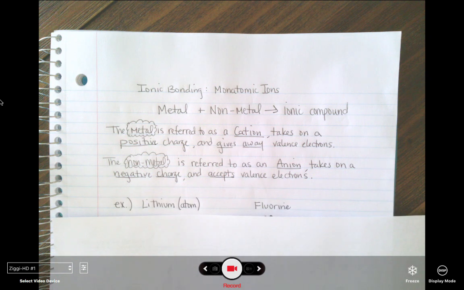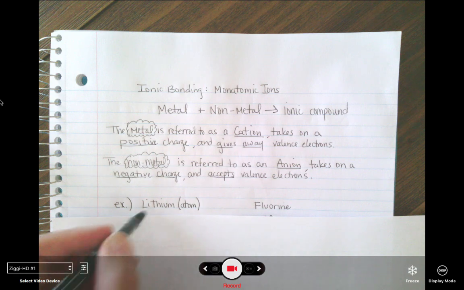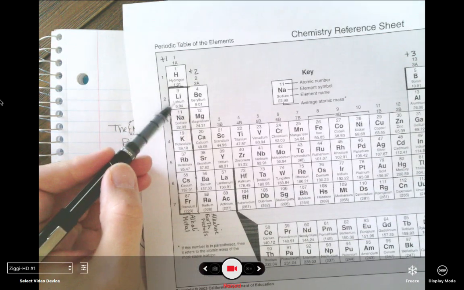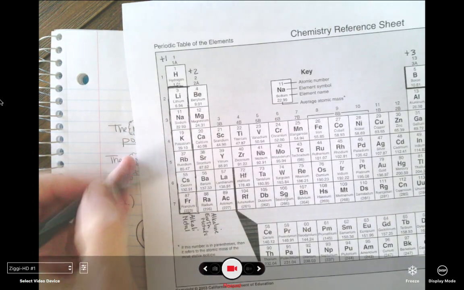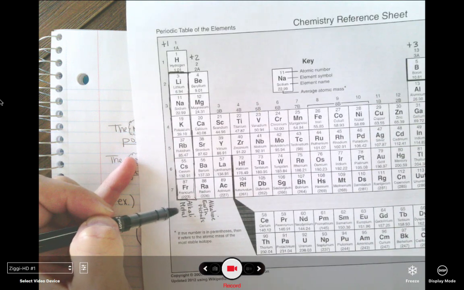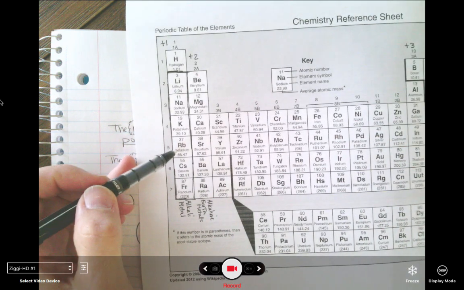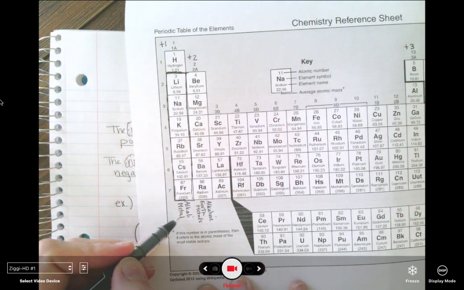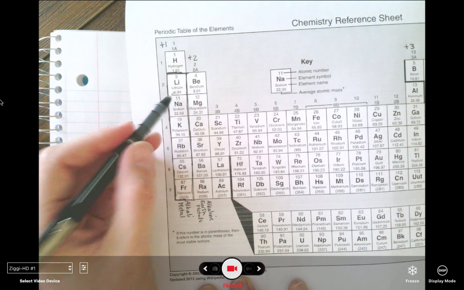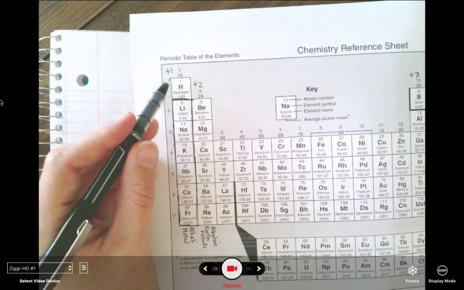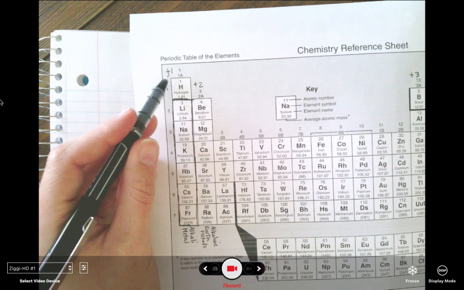All right, so here's my example. I'm going to take lithium, which is a metal. On the periodic table, lithium is in the first group called the alkali metals. Your periodic table is already labeled, so when in doubt, if you're trying to figure out if something is a metal or a nonmetal, all of your metals are already labeled. So lithium is an alkali metal, so I know it's going to be the cation and take on a positive charge. And you notice on the top of this grouping, there's a +1 charge there.